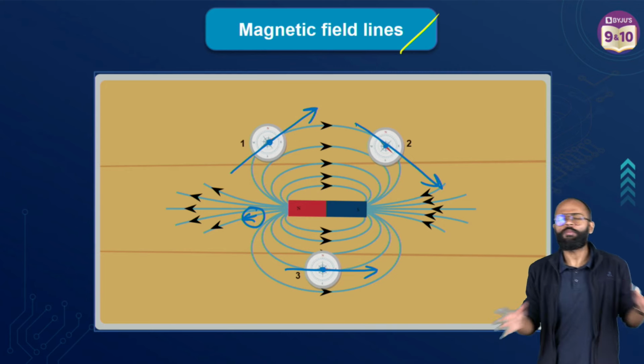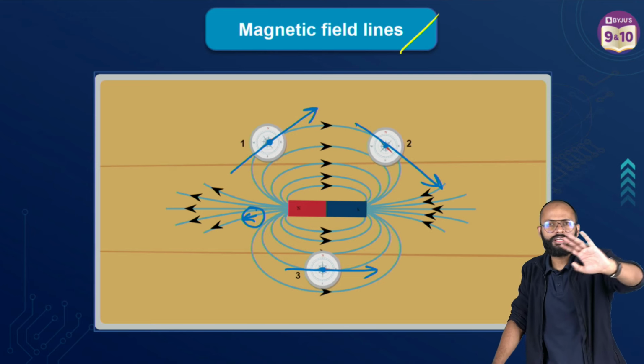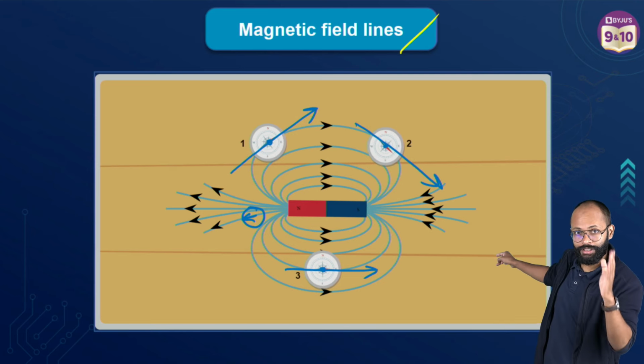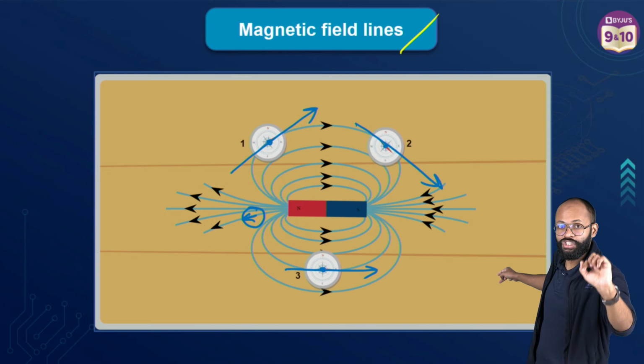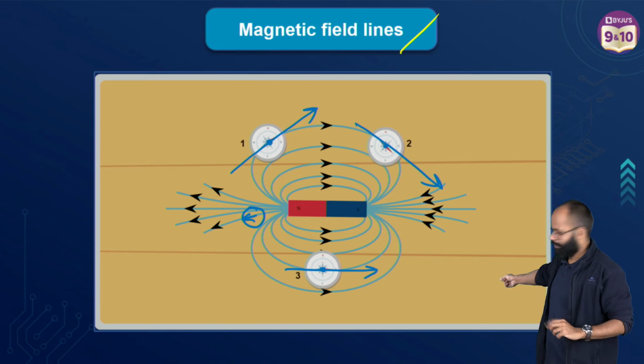And this is a very common question asked in your board examinations. They will give you a compass and ask you the direction of the magnetic field. You should know it gives you the direction of the magnetic field at that particular point, and it usually is a tangent, right? Okay? That's true.